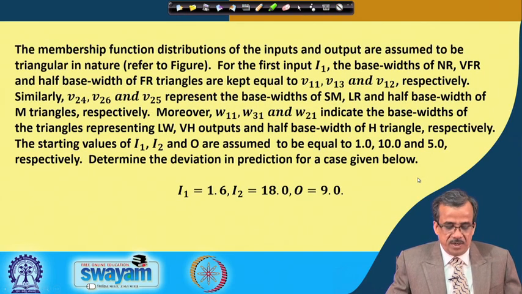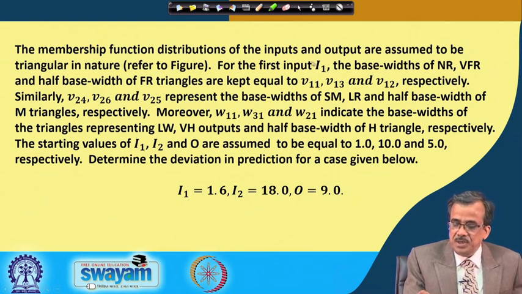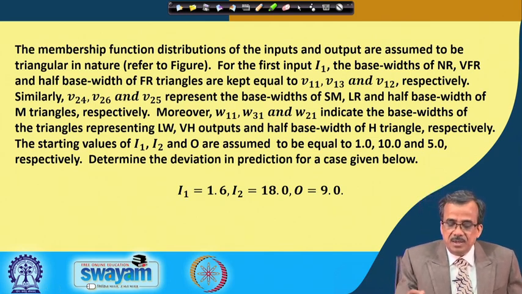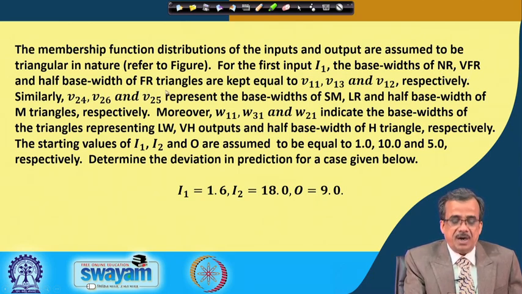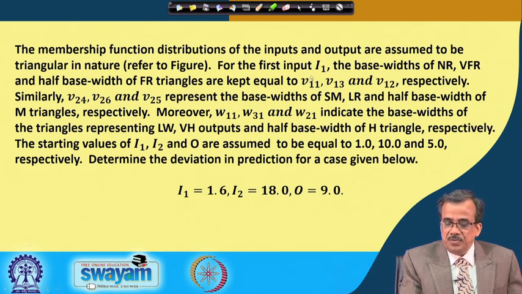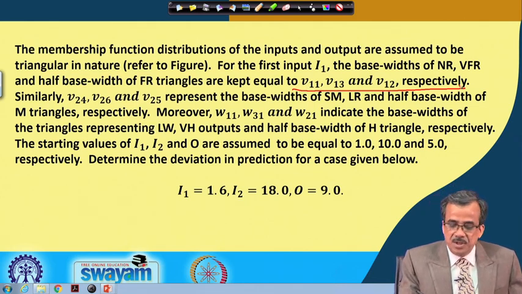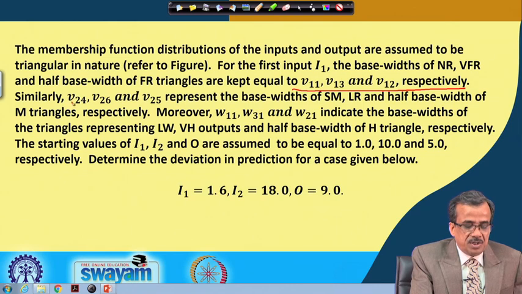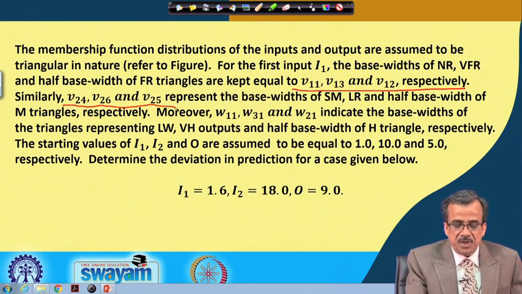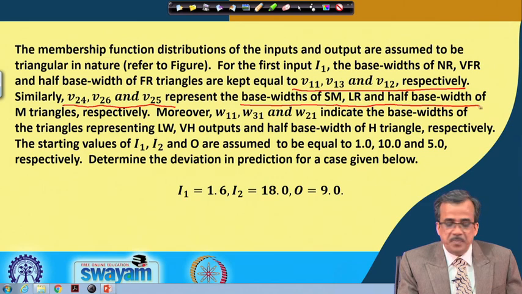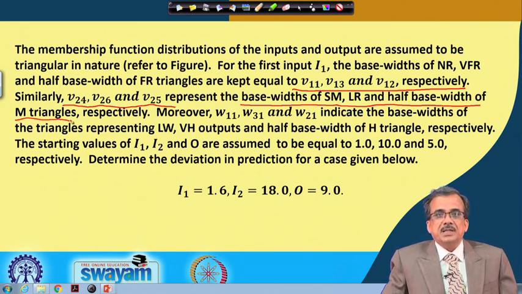In this particular network, the membership function distributions of the inputs and the outputs are assumed to be triangular in nature, and here the base width of near, very far and half base width of far triangle are kept equal to V11, then V13 and V12 respectively for the first input, that is I1. Similarly, for I2, V24, V26, V25 are used to represent the base width of small, large and half base width of the medium triangles.